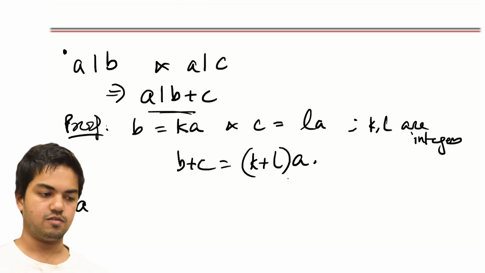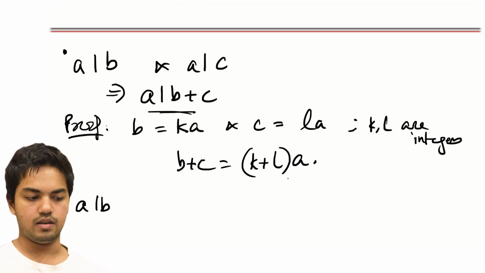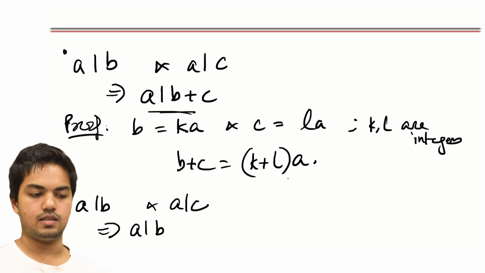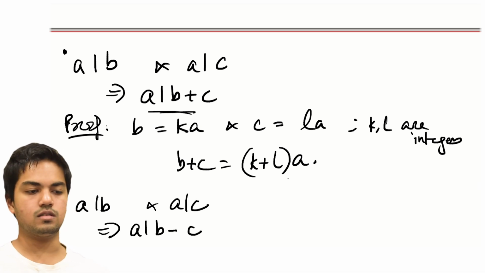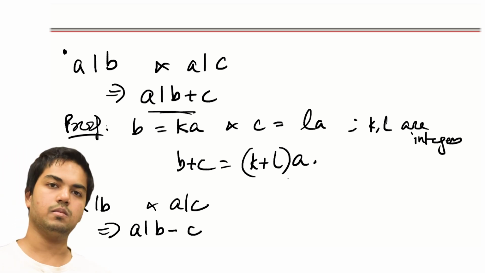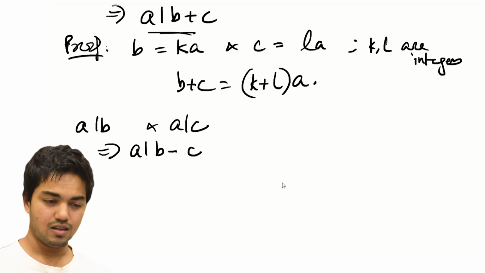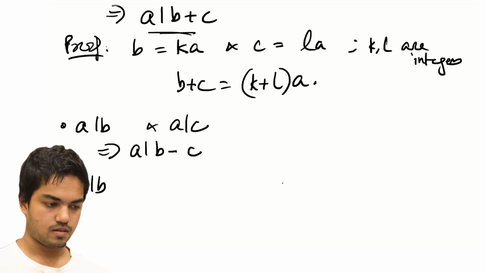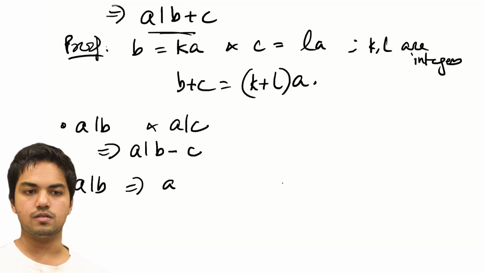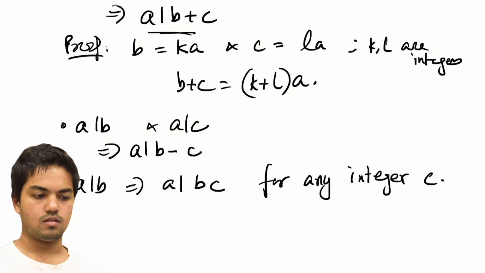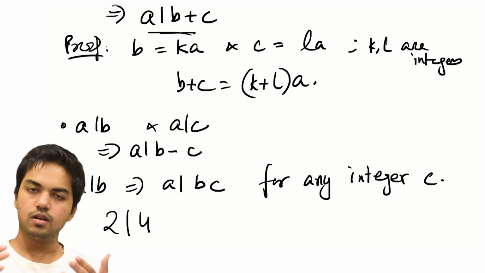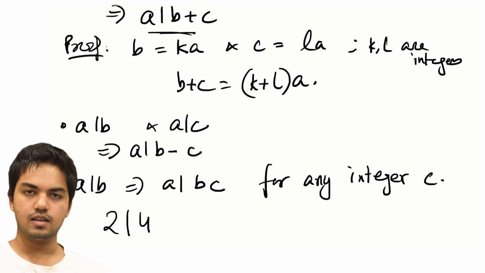Generally, by a very simple extension, if A divides B and A divides C, then A divides B minus C. Almost the same thing. Instead of K plus L here, you would get K minus L. Another kind of obvious thing is that if A divides B, then A divides any multiple of B, right? If you had that 2 divides 4, obviously 2 will divide a multiple of 4. You can think of it as the same thing as that.